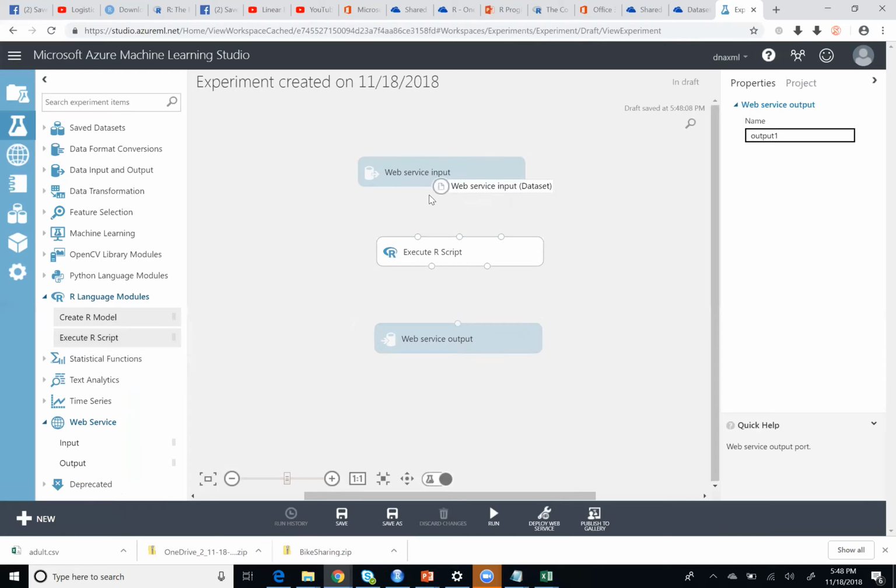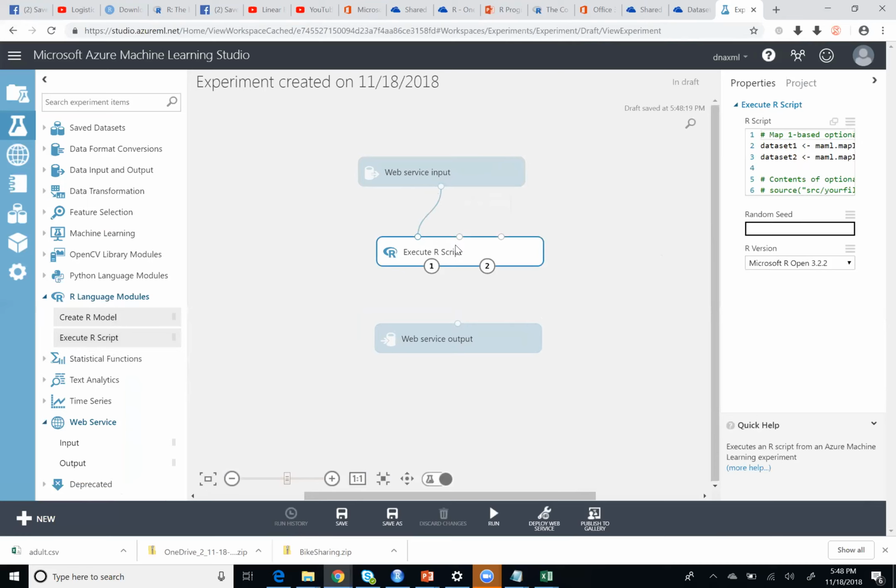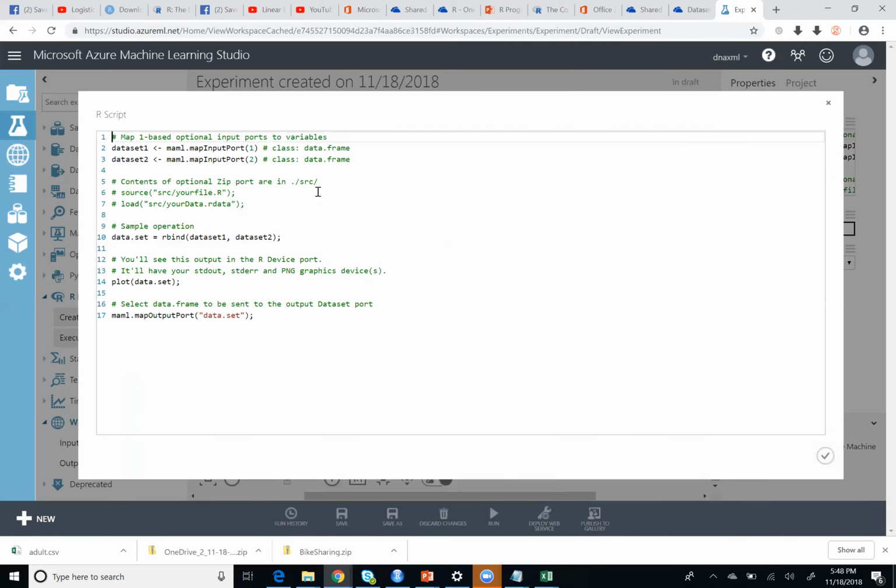Basically, from the web service input, you get your data in JSON format. I was talking about it last time, and then you'll connect it to your R script. Now you write your R script here. It'll give you this default thing here. You can actually port other things also.